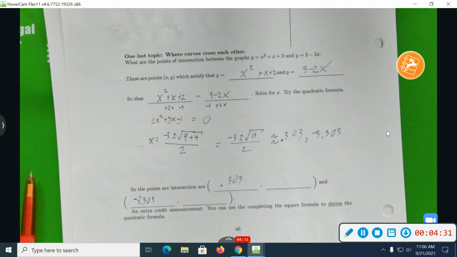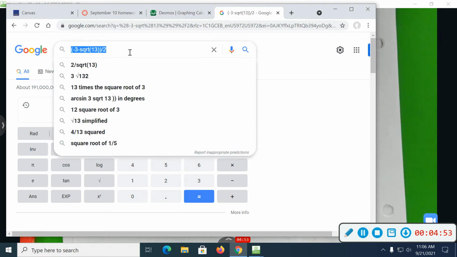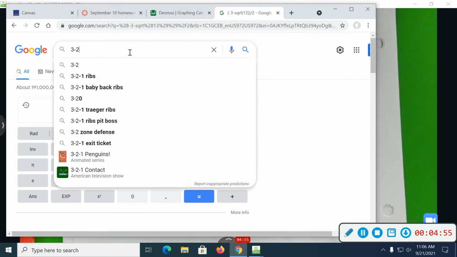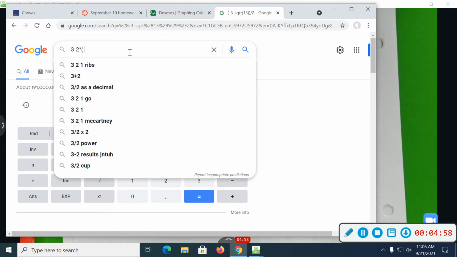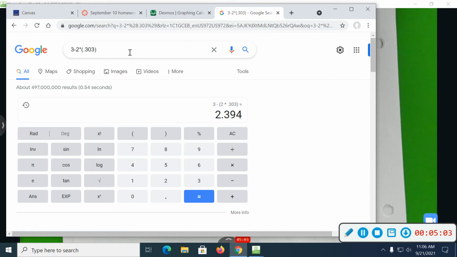Given the x values, how could we find the y values? Plug it in. I guess I have two formulas. If these are actually points of intersection, they should give the same result. So I guess we should pick the simplest one to plug into. Maybe we'll do an extra one as a checksum. So 3 minus 2 times 0.303 gives me a y value of about 2.39.